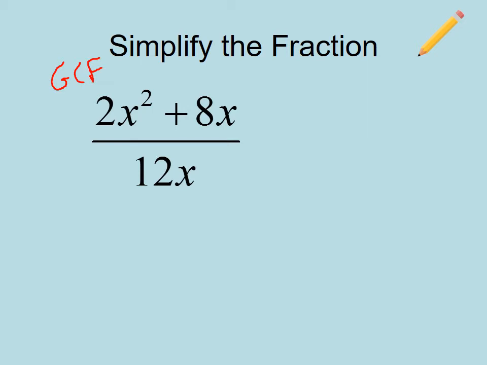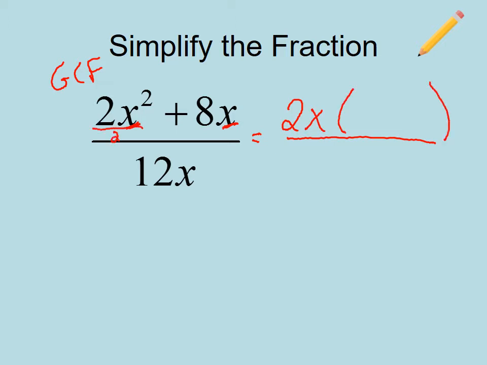Greatest common factor and AC are probably the ones you see the most. But we can't forget about grouping and difference of squares. So if I look at this one in particular in my numerator, I can take out a number, which is 2, and I can take out a variable because they both have x's. I can take out an x. Then I need to figure out what's left over.